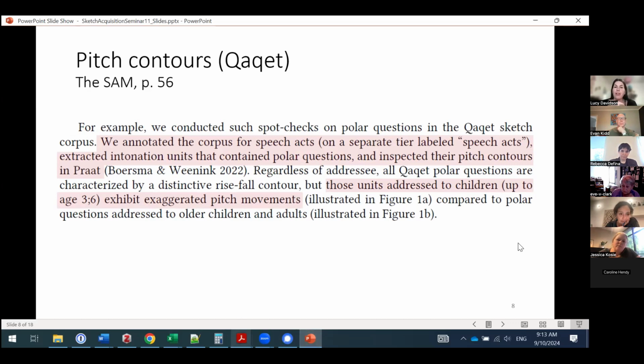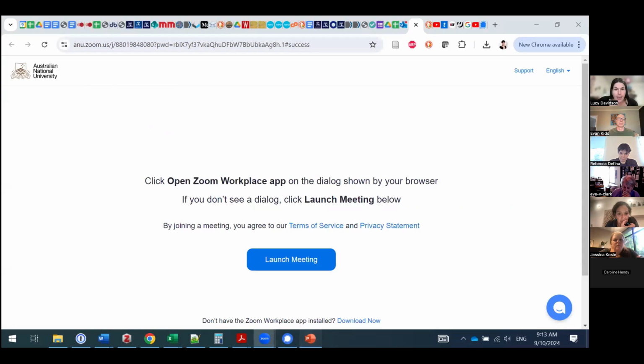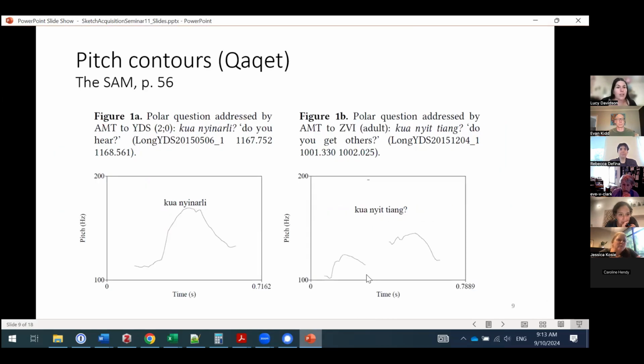And they found that these polar questions that were addressed to children up to around the age of 3.5 showed exaggerated pitch movements. And there are a couple of examples that are in the manual, but we've got them here on the next slide. So here in figure 1A, you can see a polar question addressed by an adult to a 2-year-old child, and compare that to figure 1B, which is a polar question addressed to another adult. So quite different in terms of their pitch contours.